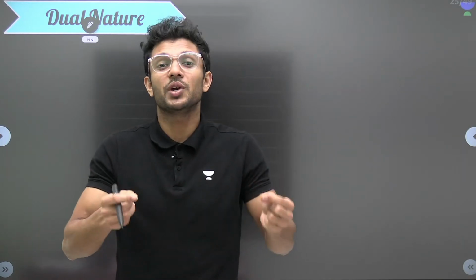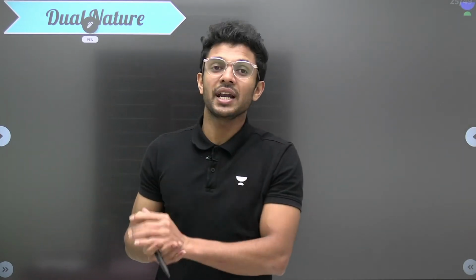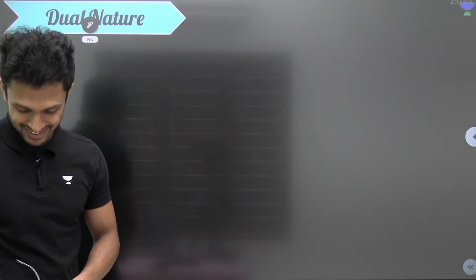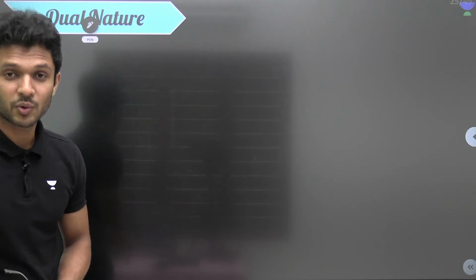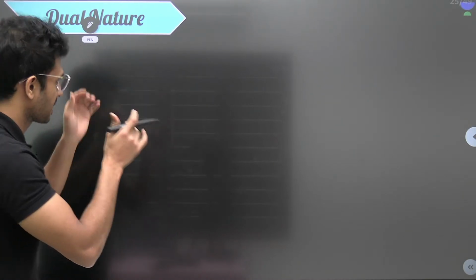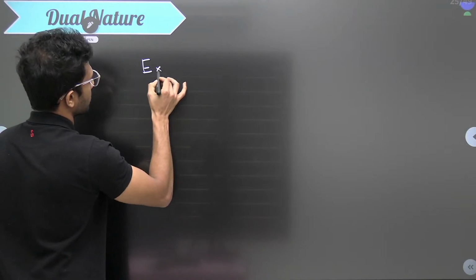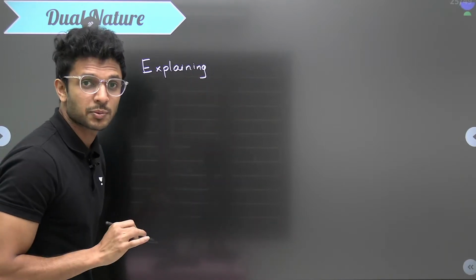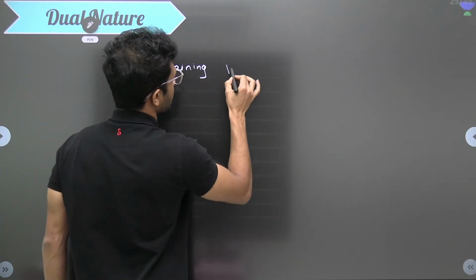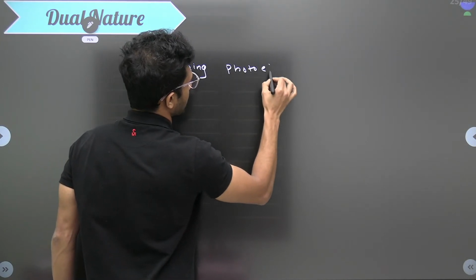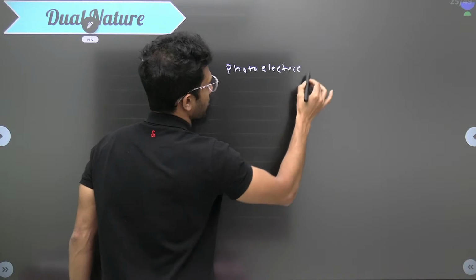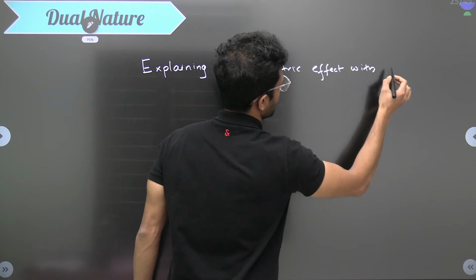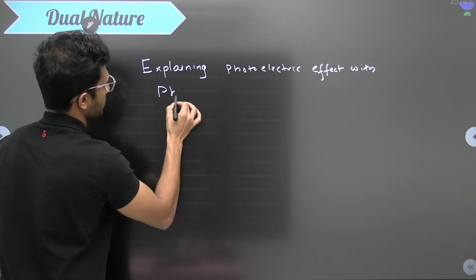Okay? So right now we are going to explain the photoelectric effect using the particle nature of light, which is photon. Everyone ready? Write the heading. Explaining... what are we going to explain? क्या explain करने जा रहे हैं? Explaining photoelectric effect with photon theory.